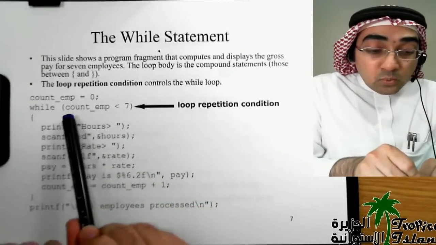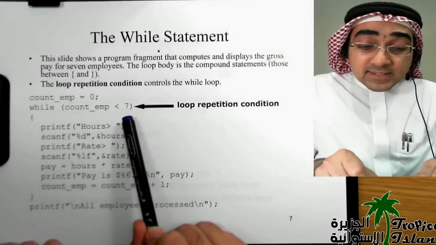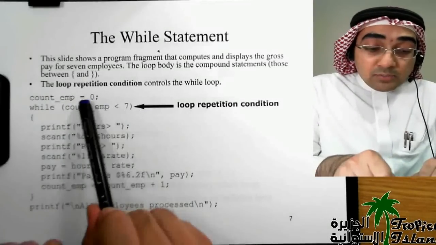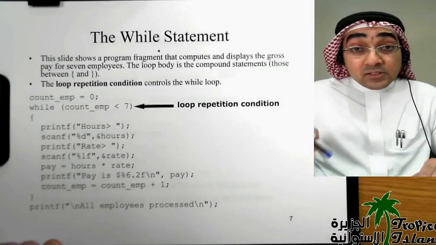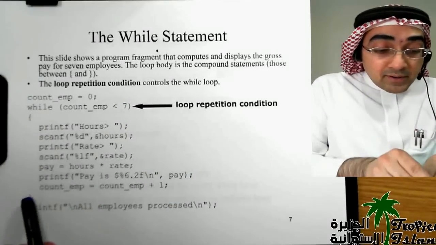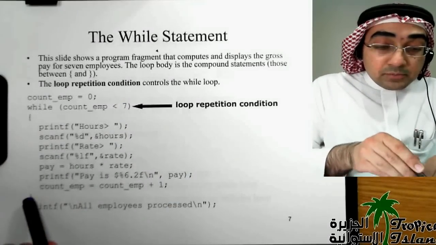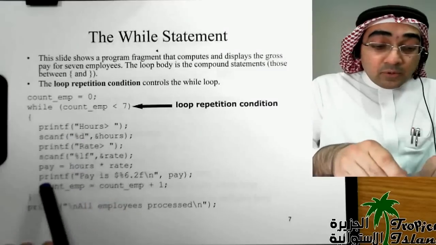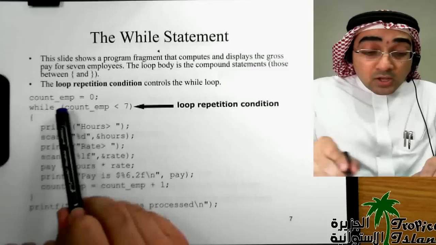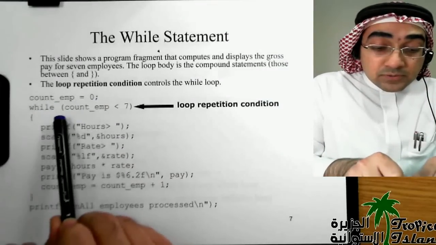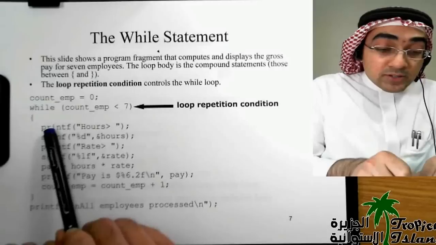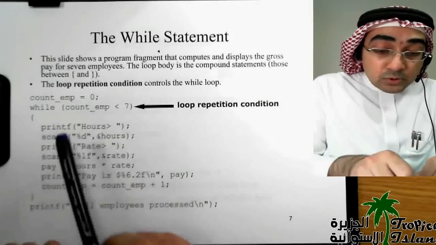And we say while count is less than 7. We are counting employees. If count employee is less than 7, that means I did not finish processing all 7 employees, so I do a repetition. What do I repeat? I repeat everything that is between the 2 curly brackets. Whatever is here, I'm going to repeat until this condition becomes false. My count employee is equal to 0, and I check if 0 is less than 7. That is true, so I go inside my loop. This is the loop repetition condition.